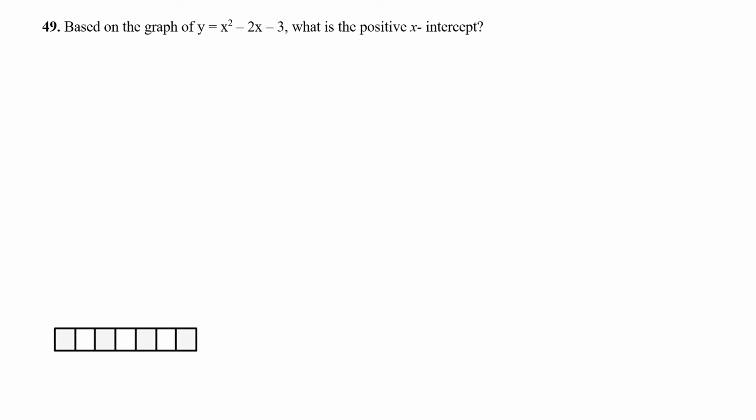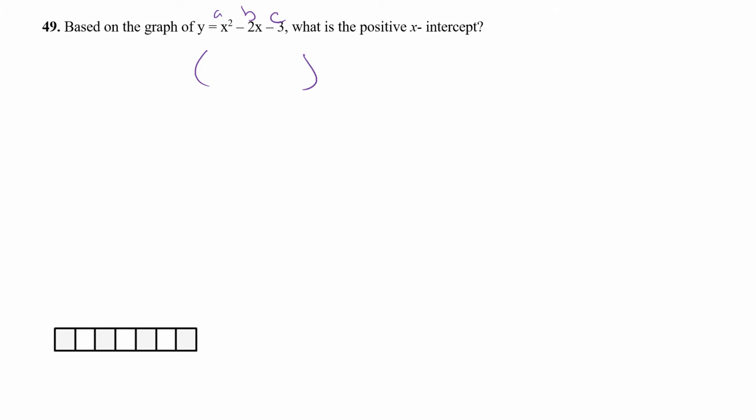All right, so let's go ahead and complete number 49. It says based on the graph, we don't have a graph, but based on this, what is the positive x-intercept? We can actually find it. Quadratic functions, remember you could solve by using factoring, quadratic formula, completing the square, and graphing. So I'm actually going to factor this because I don't have a number in front of my x squared other than 1. And remember to factor, this is a, b, and c.